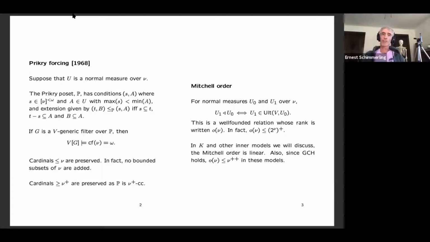And well, you get a better bound than just by counting the number of ultrafilters. In fact, Mitchell showed that o(nu) is less than or equal to 2 to the nu plus. So if you have GCH, then of course the bound is nu plus plus. And the order can be very complicated, but in K, which is the main model I want to talk about, and other inner models that could have measurable cardinals, the Mitchell order is linear.